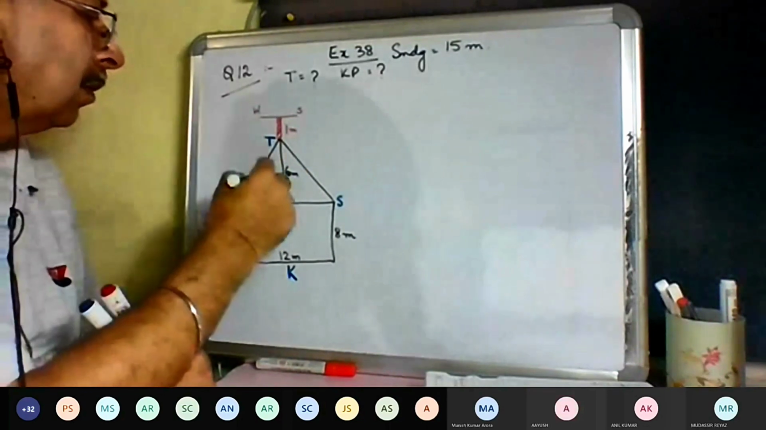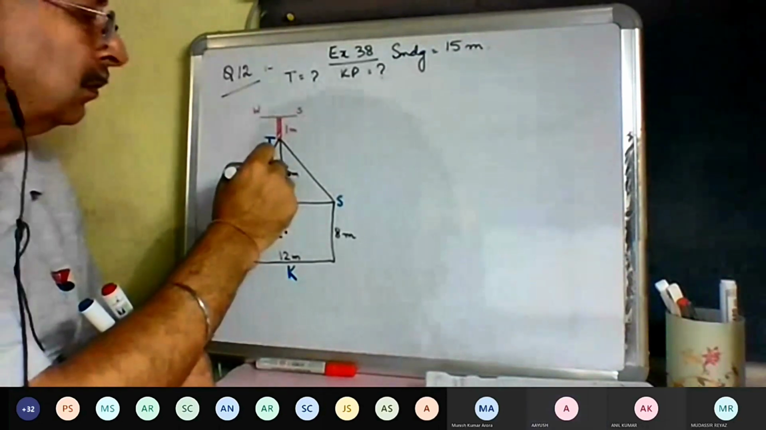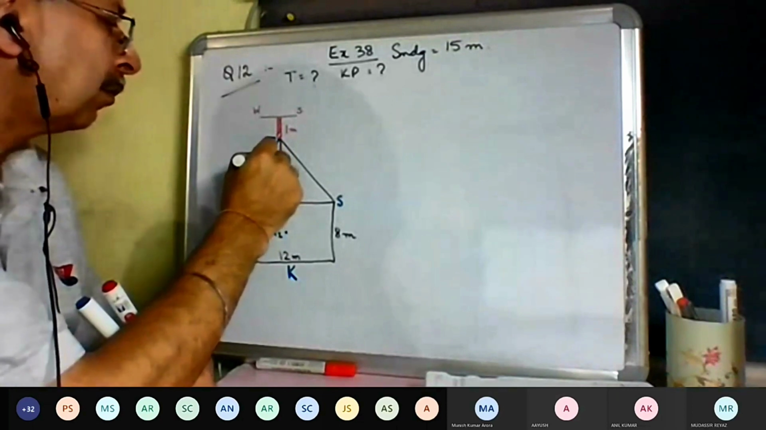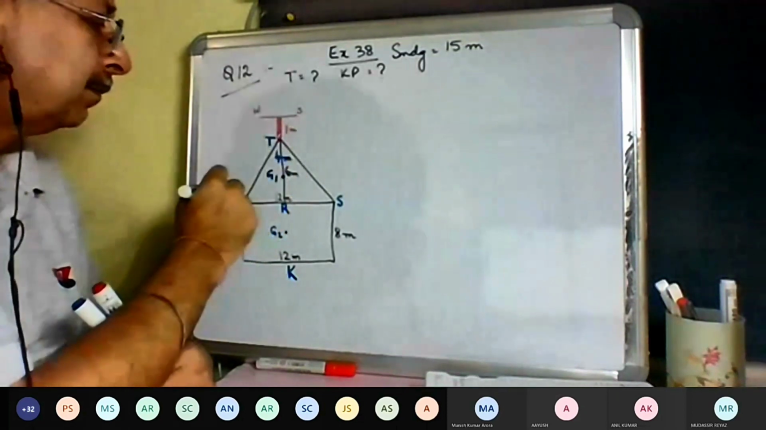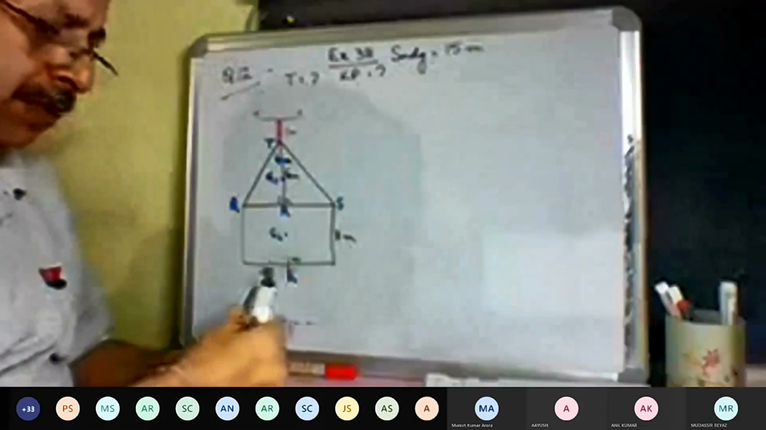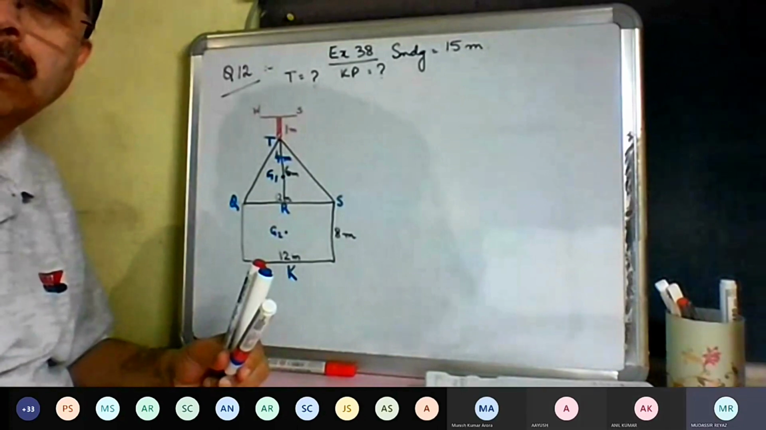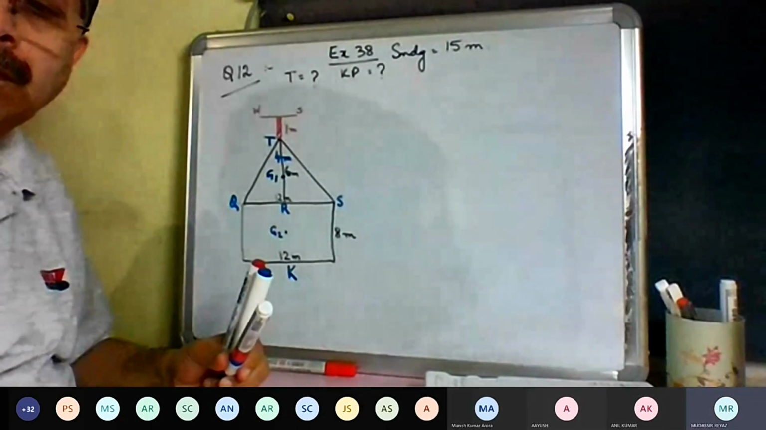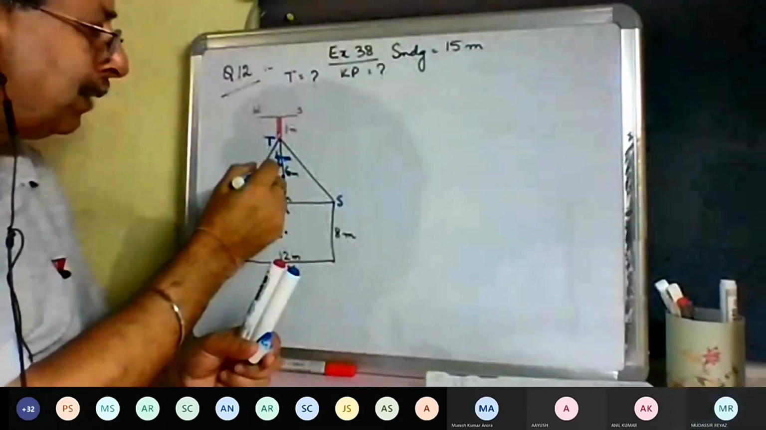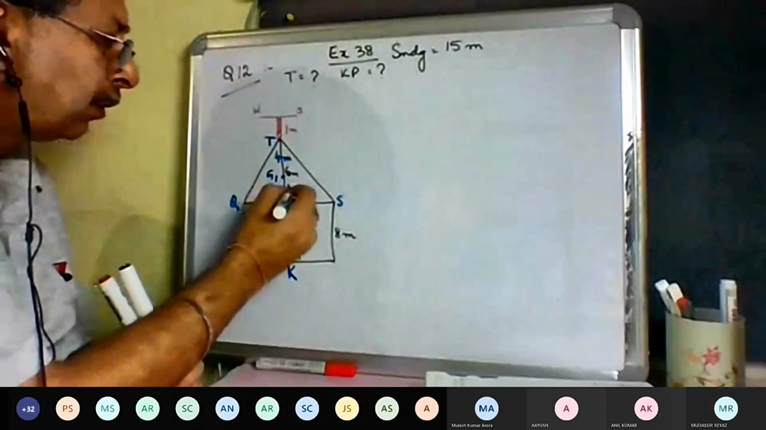4. 2 by 3 of 6. So that means 4. Is everybody okay with it? Yes, sir. This is 2 by 3 of 6, so this becomes 4. 2 by 3 from apex, 1 by 3 from base. So if this is 4, then this is 2.